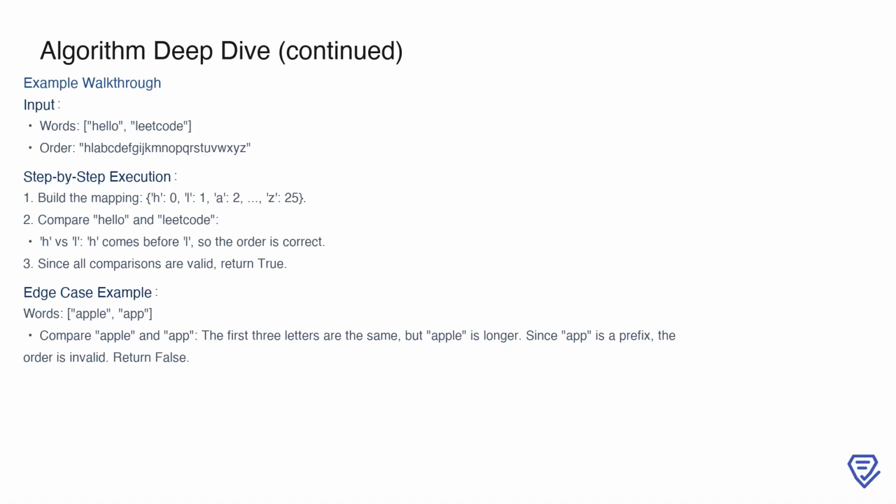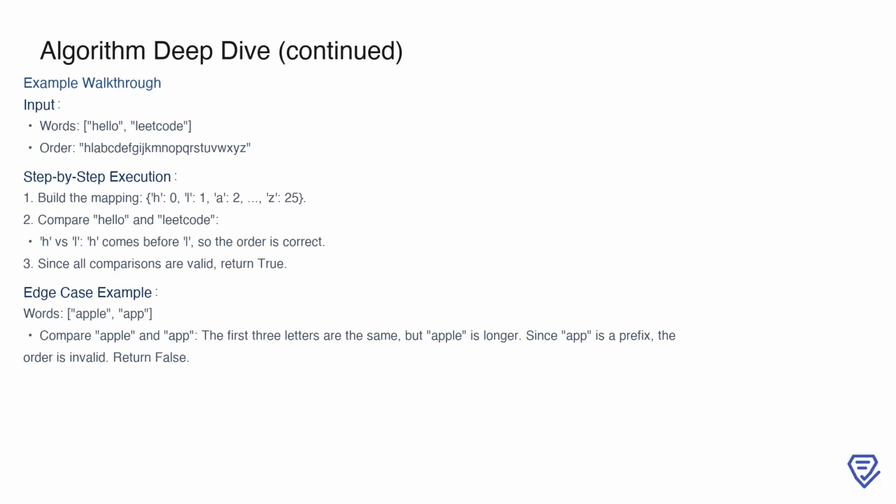Suppose the input words are "hello" and "LeetCode", and the alien order is flapdifgijknapristuvuksis. First, we build the mapping: H is 0, L is 1, A is 2, ... Z is 25.